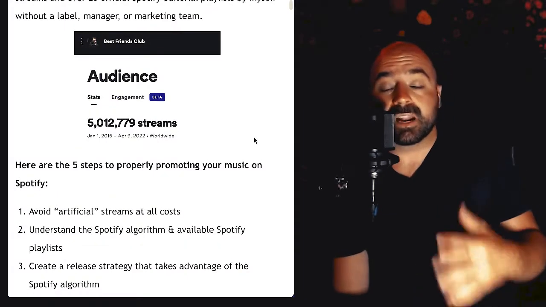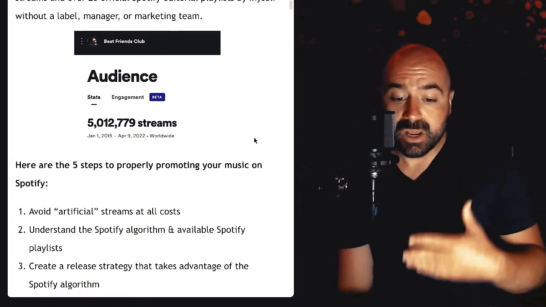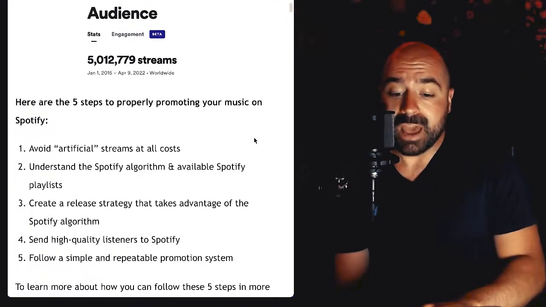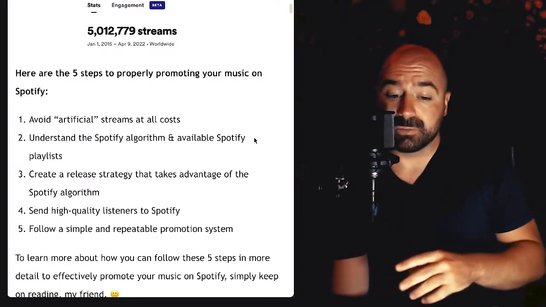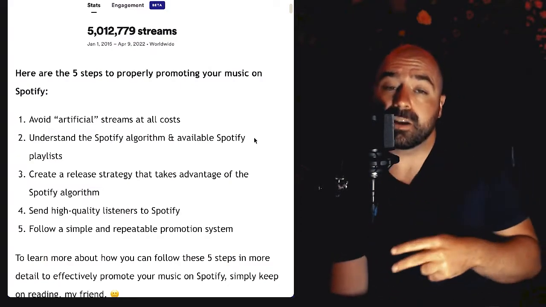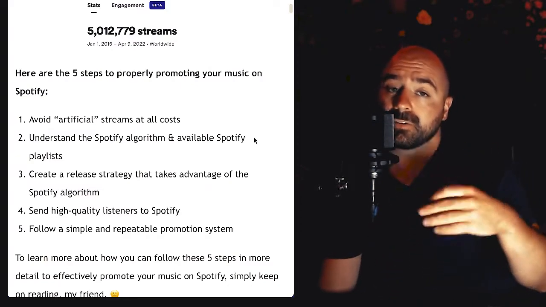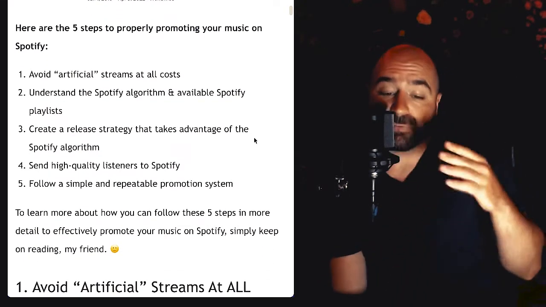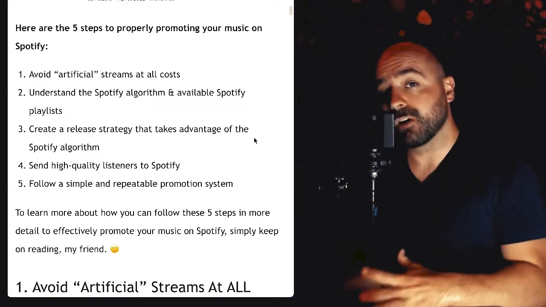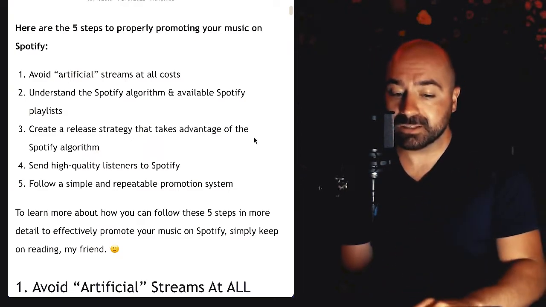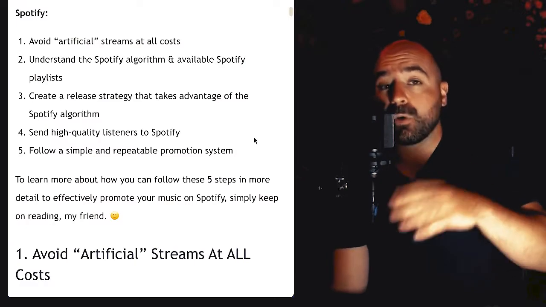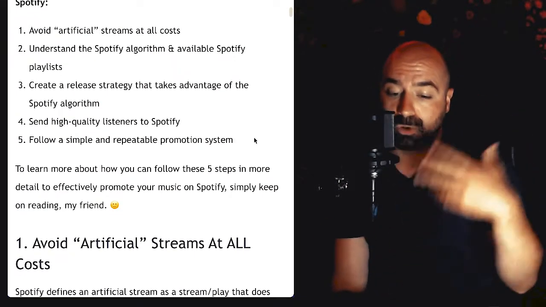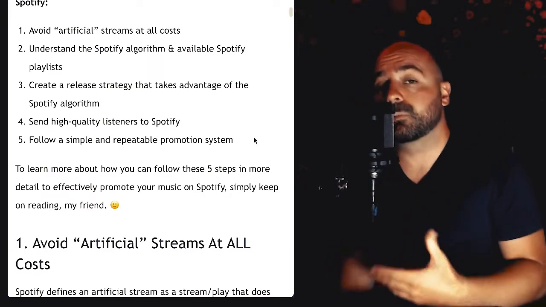So there are 5 steps that I would say you definitely want to take into account when you are going about properly promoting your music on Spotify. The first is to avoid artificial streams at all costs. Second is to fully understand the Spotify algorithm and all of the Spotify playlists that are available to you. Then you're going to want to create a release strategy that takes advantage of that Spotify algorithm and those playlists. Then you're going to want to know how to send high quality listeners over to Spotify. And lastly, you're just going to want to repeat this process by following a simple and repeatable promotion system.